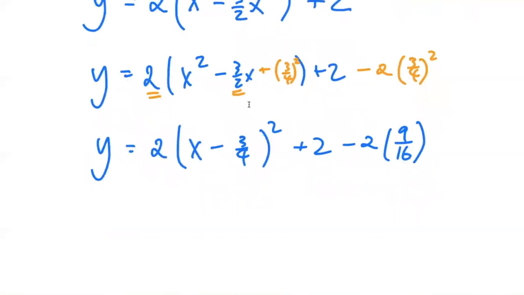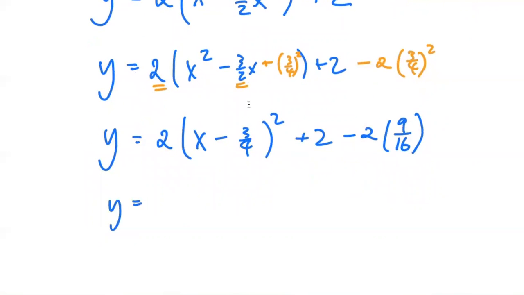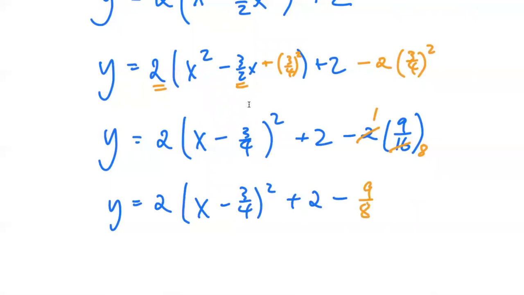Okay, one step at a time. We have time. We have space. Let's do this one step at a time. And then we're going to do some cancellation. So 2 and 16 becomes 1 and 8. So we have 9 over 8 right here.